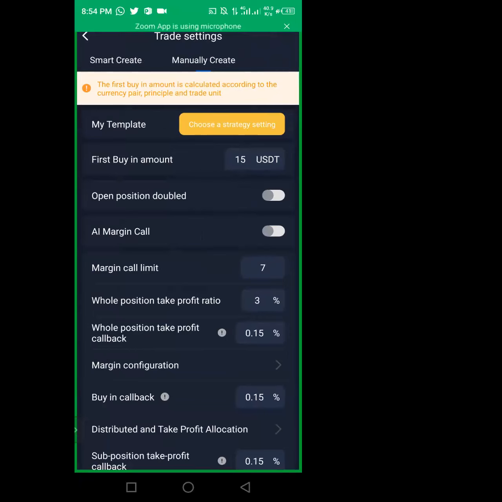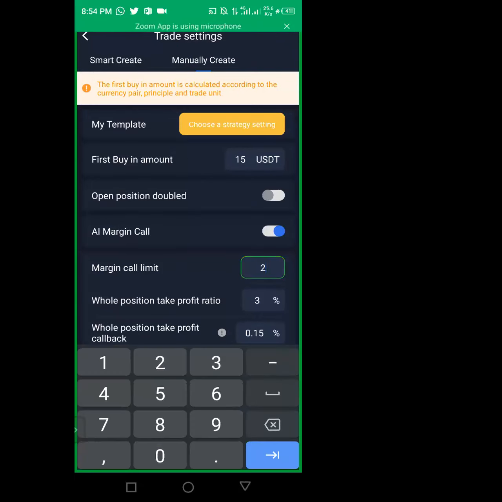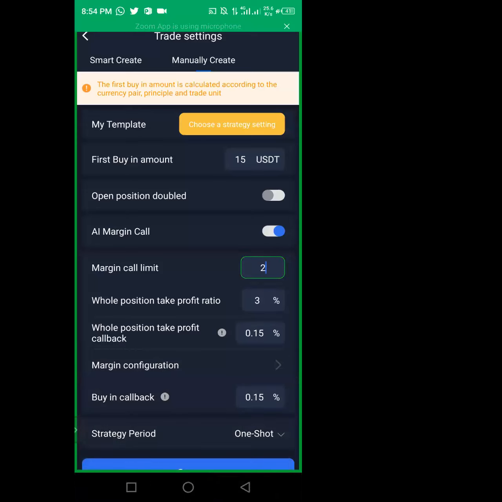Please, if your AI margin call is on, please turn it off. Okay, but as we are entering the bull run now, you can turn it on, because we will not be using more margin calls in the bull run. What AI margin call does is for people that don't want to set more margin. Maybe you want to use like 2 margin calls. You can turn on your AI margin call.